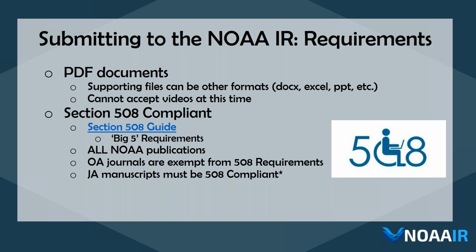Open access journals are exempt from these 508 requirements. So if you published, let's say, 10 articles, and all of them are in open access journals, whether you paid for the open access or it's a straight up open access journal, you do not have to worry about making that PDF 508 compliant because we can use the publisher's version. If we can use a publisher's version of a document for your article, you don't have to worry about 508 requirements for that. However, journal article manuscripts do need to be 508 compliant.